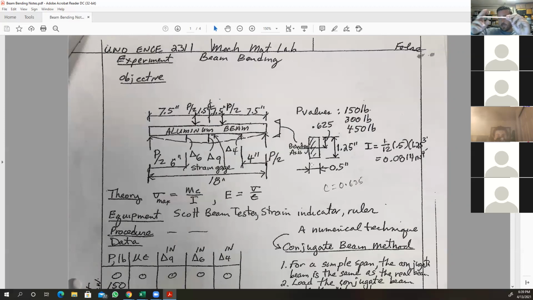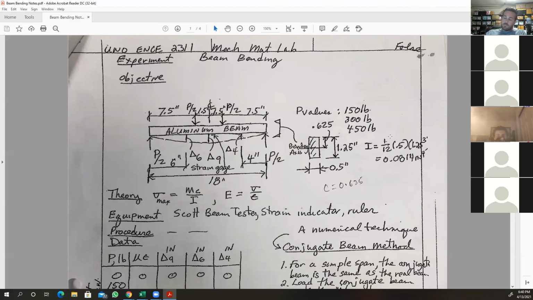Imagine I cut this beam and I look at the cross section of this beam. The base is 0.5 inches, and the height is 1.25 inches. And this is going to give me the moment of inertia by using the moment of inertia calculation: b h cubed over 12, where b is 0.5 base times height cubed over 12.